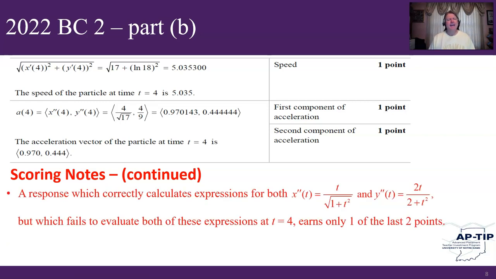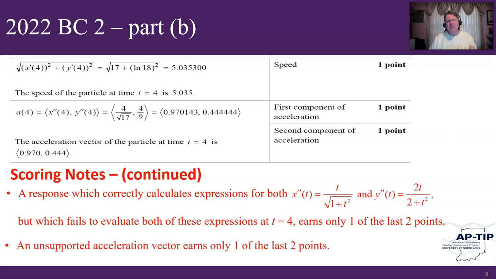All right, and then a response which correctly calculates expressions for both x double prime and y double prime. So the student went through the process of actually finding those. Maybe they did those by hand. Maybe they had some kind of a CAS calculator that assisted them. But then they failed to actually evaluate at t equals 4. We're going to go ahead and sort of go off script here, and we're going to award 1 of the last 2 points. We see that the student understands that acceleration is the derivative of those first derivative components. It's just that we didn't carry out that evaluation. So 1 of 2 points could be earned there.